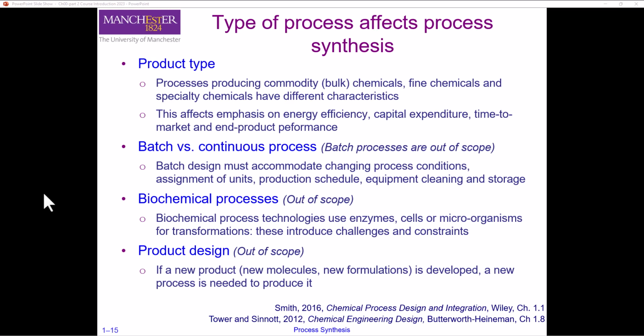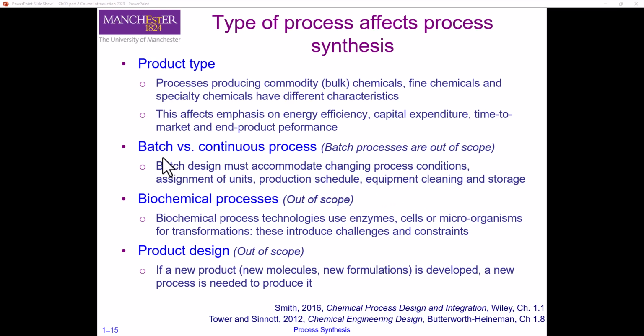Here we don't have time to discuss the full range or types of products and processes and how they affect our choices in terms of process synthesis and process design. Here we simply note that the synthesis of batch processes and biochemical processes introduces new challenges and constraints in the process design or process synthesis. For example, if you have a batch process, you have to think about changing process conditions and how to accommodate that, different equipment cleaning and storing. And let's say if you have a distillation column in your batch process, how to run that distillation column in a batch process, because you might need to separate some chemicals.